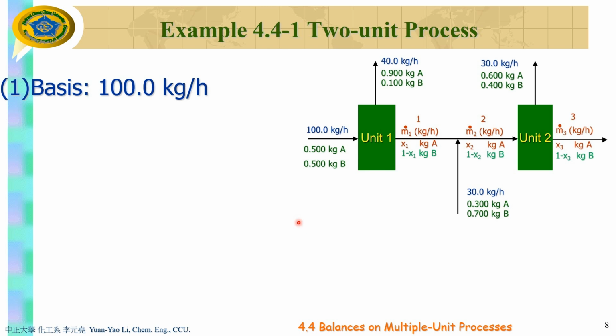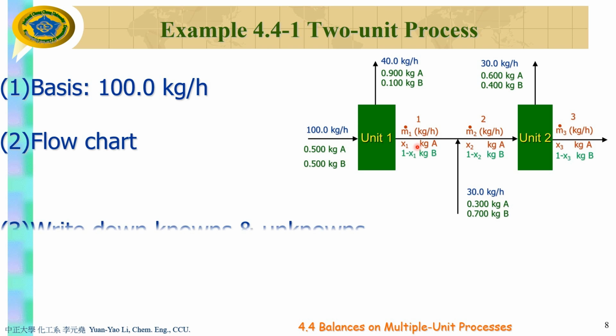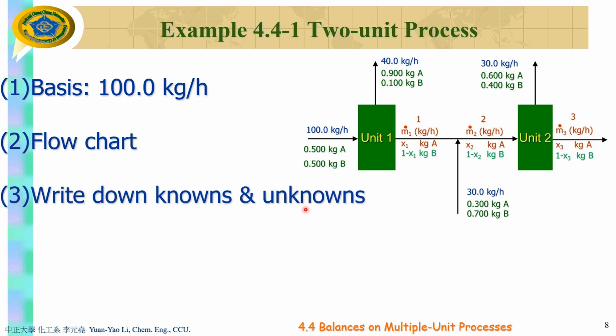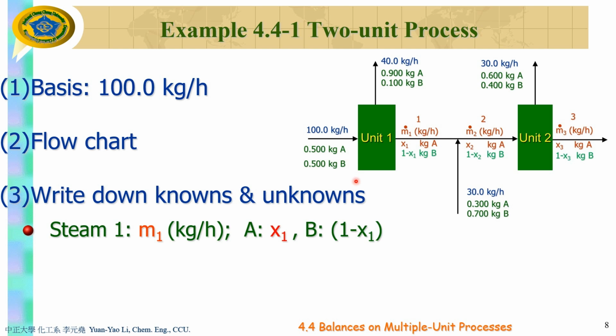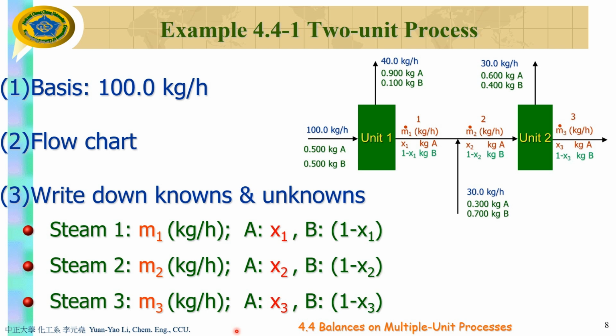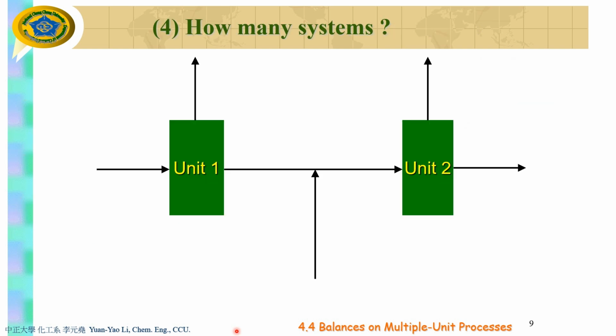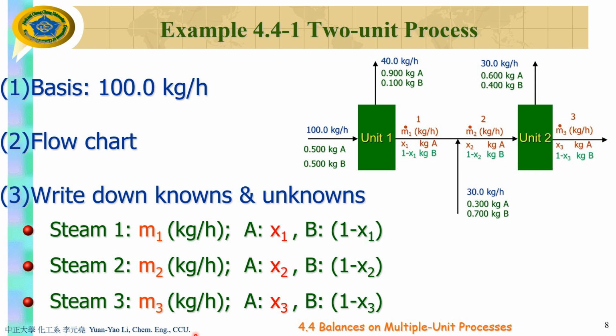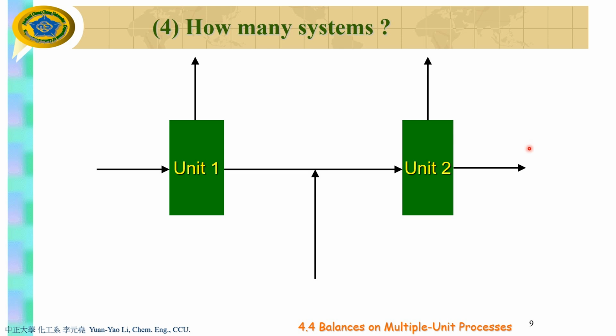So basis, 9 steps, right? Remember 9 steps. The first step is basis. Basis is what? 100 kilograms per hour. And then flow chart. You draw the flow chart and write down the knowns and unknowns. Okay, so stream 1, stream 2, stream 3. Okay? Okay, how many systems? Can you tell me how many systems here? So this is one, the information we got, and these are the systems. Tell me how many systems.